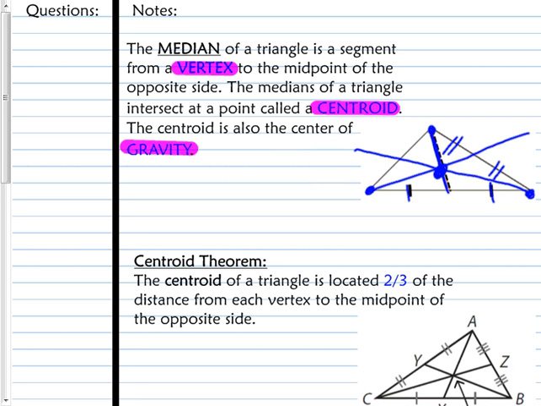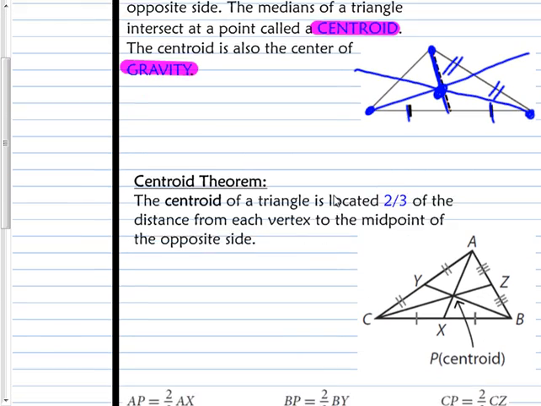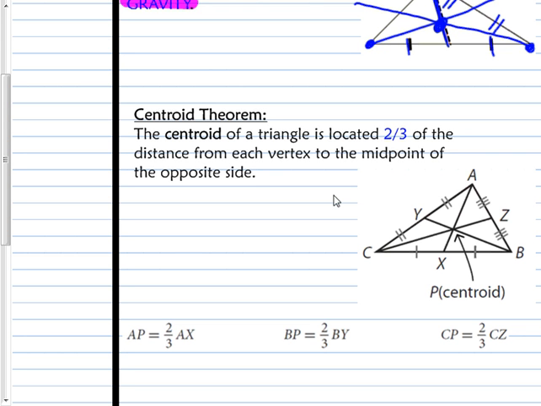The centroid theorem states that the centroid of a triangle is located 2/3 of the distance from each vertex to the midpoint of the opposite side. So for example, in this one, P right here is the centroid. And if I was looking for CP, from C to P, it's 2/3 of the distance from C to Z. Okay, so that's right here. CP is 2/3 of the distance of CZ. Or if I was looking for BP, from B to P, it's 2/3 of the distance from B to Y.